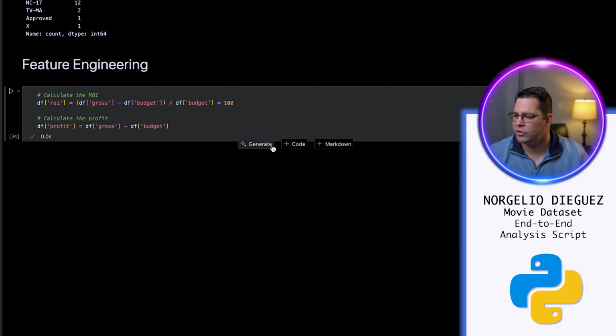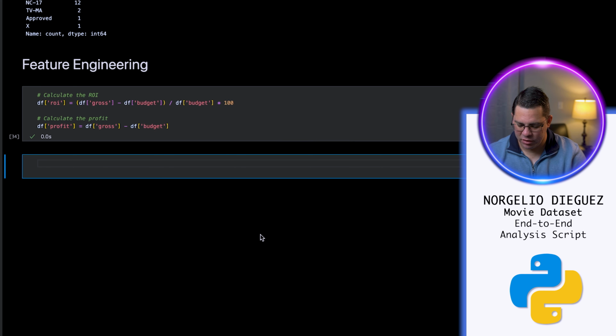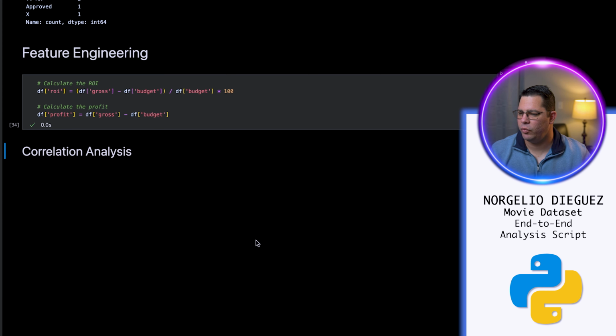Let's start first with one of the most important things, and I'll do a markdown here. Let's start with a correlation analysis. What is a correlation analysis? So we're going to compute a correlation matrix. What is this?